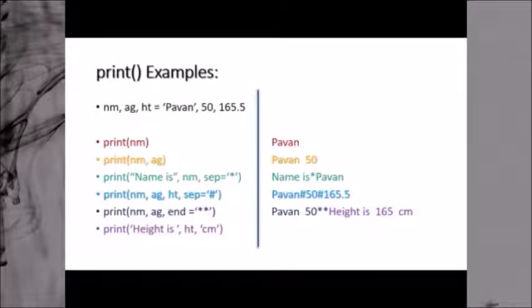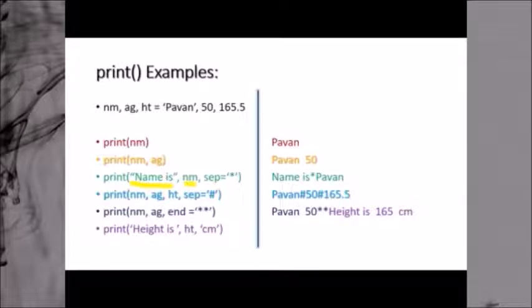Print name is comma name comma separator is equal to star. Now "name is" is a literal constant and name is a variable. So "name is", and then the separator is an asterisk sign. We are not getting a blank space here, we are getting an asterisk sign. Name is star, and name is Pawan. Then print name comma age comma height comma separator is equal to hash. Here the separator is hash, so name Pawan hash age 50 hash 165.5.